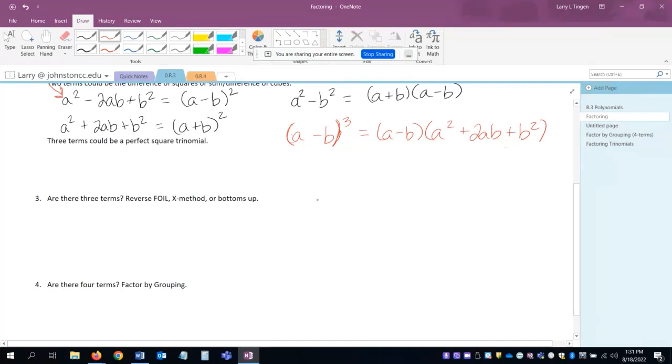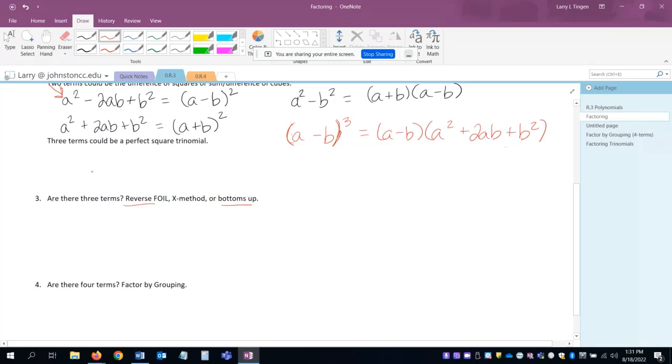Okay. If it's 3 terms, it's probably going to be a reverse FOIL situation, or the cross method, which people have talked about, and I've just never seen it work. So I have brought in bottoms up, which is something that I learned a couple of years ago that I think is useful. So if there are 3 terms, the things we're going to attack with are reverse FOIL and the bottoms up method. If you know the X method or the cross method and you want to use that and it works, great. The last one here is, are there 4 terms? We're going to factor by grouping if that's the case.